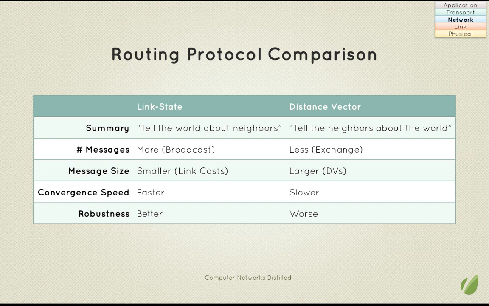Perhaps the biggest deal here is the robustness. Link state algorithms are much more robust to changes in the costs. Costs change, if links go down, distance vector can have some very big issues dealing with that.